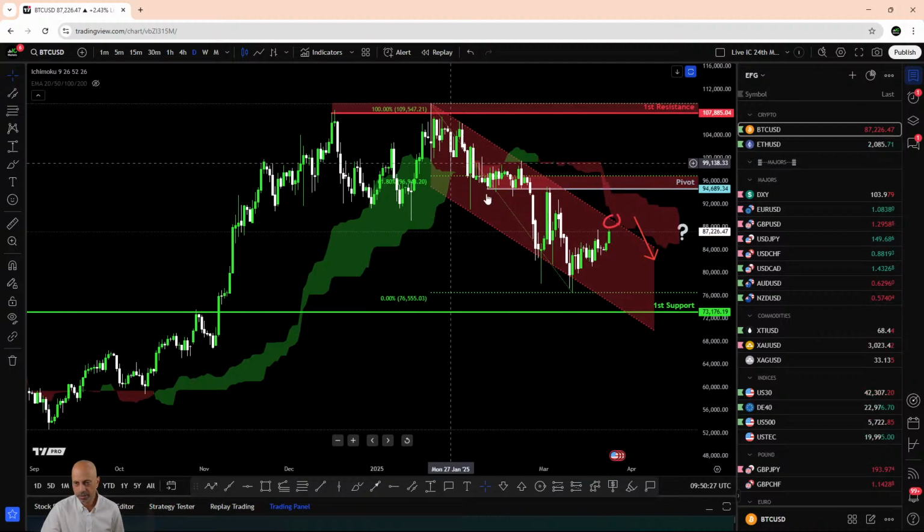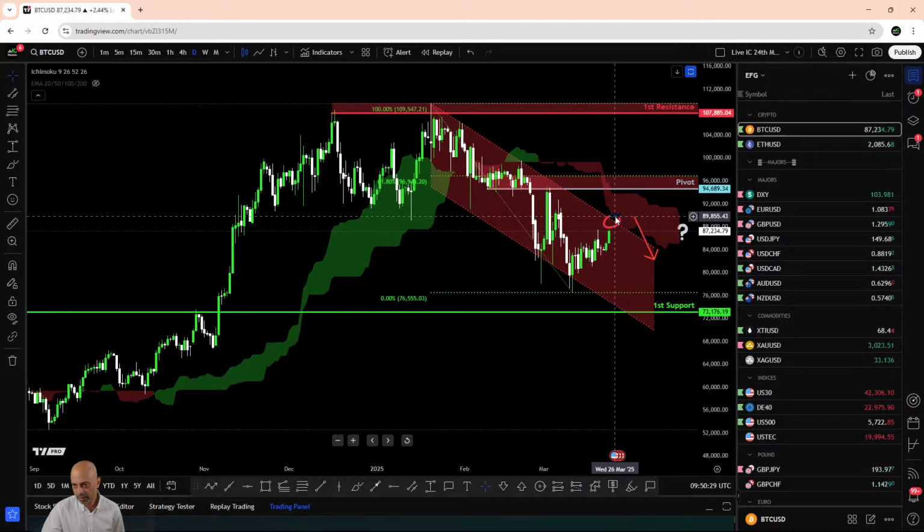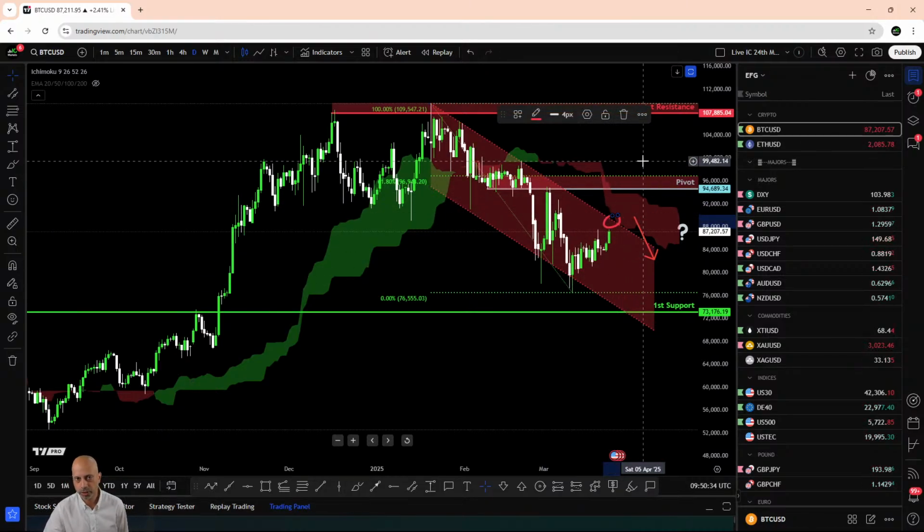So take note of this downward channel for Bitcoin, as well as the upper trend line. A clean break above this is quite likely to see further buyers come in and push Bitcoin higher.